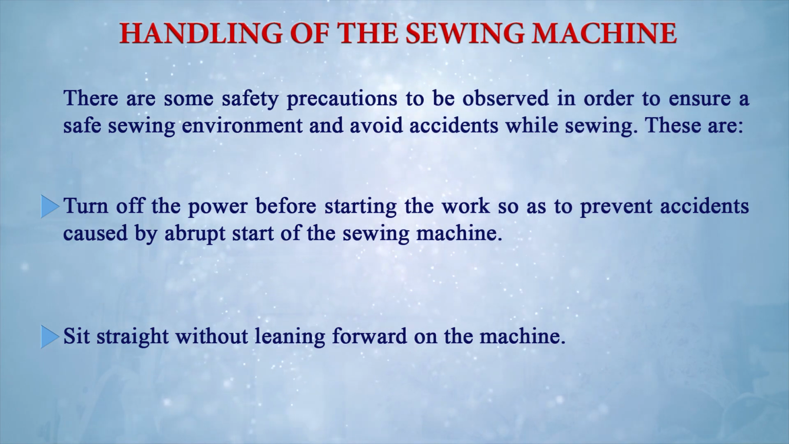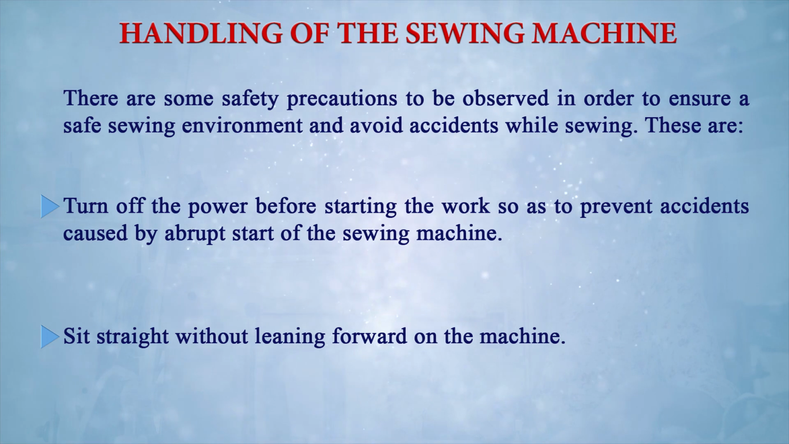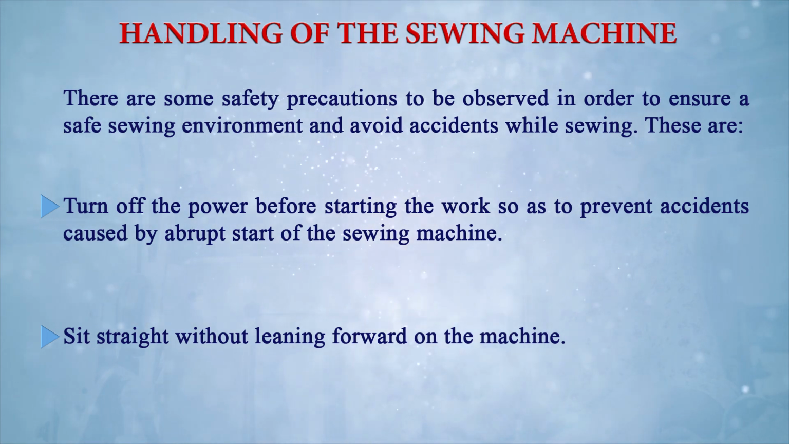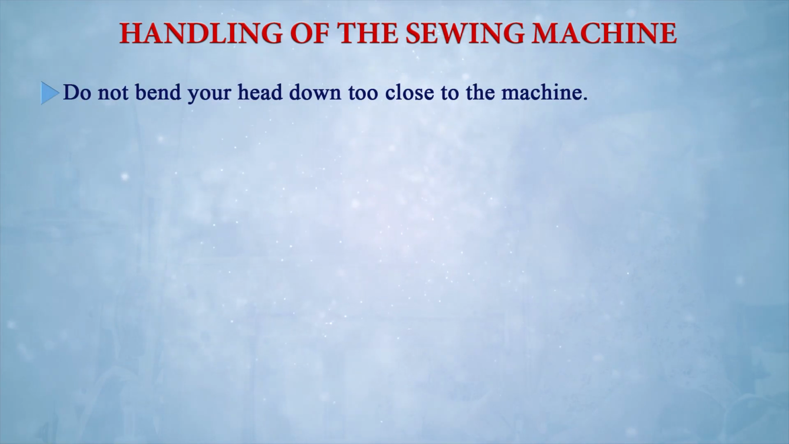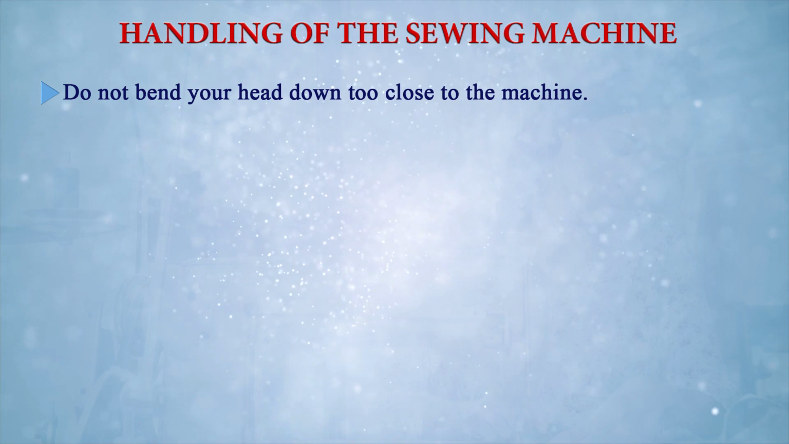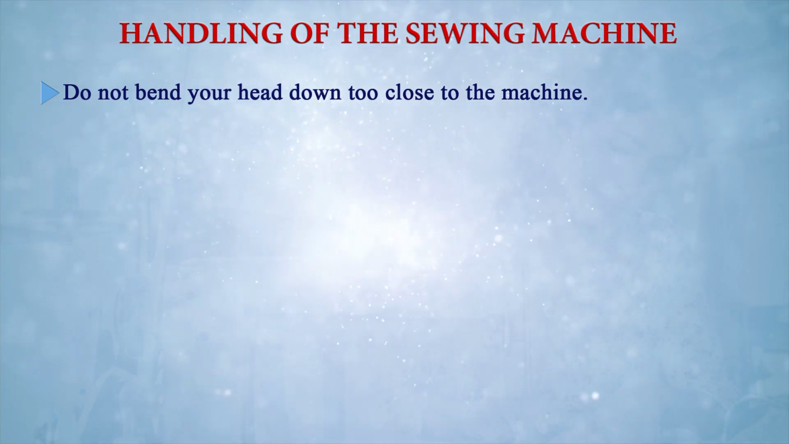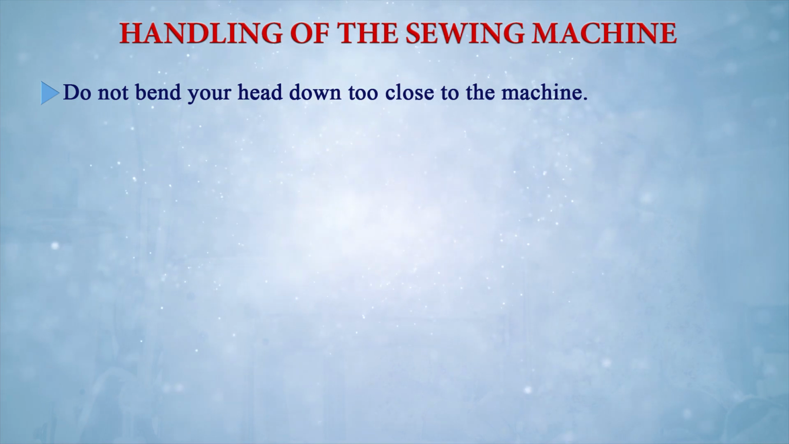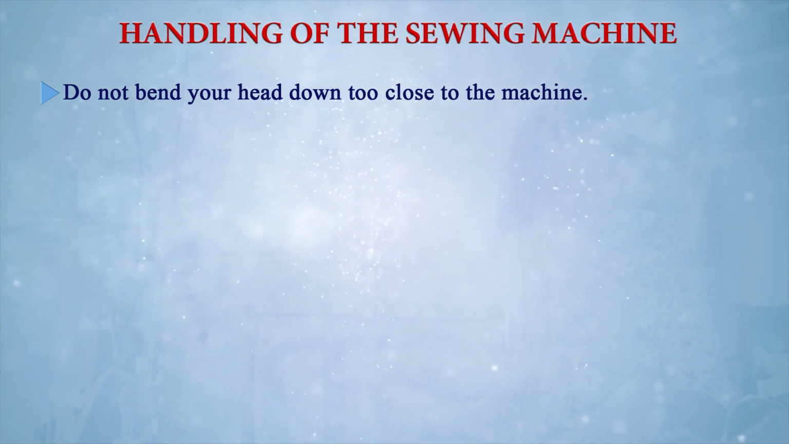If your machine is kept on a table, just sit straight and don't lean towards the machine. Then do not bend your head down or too close to the machine. When we are using the machine, generally we don't go too close to the machine, and you don't put your head down towards the machine.